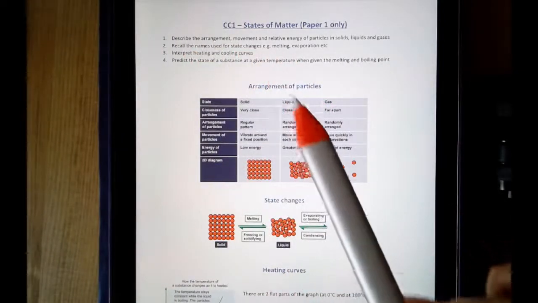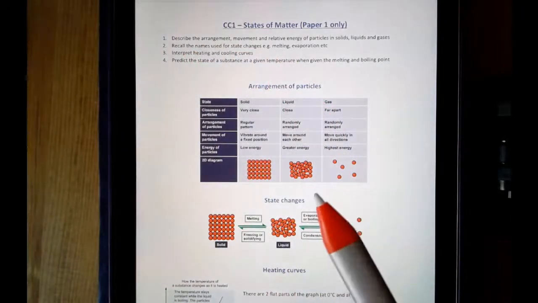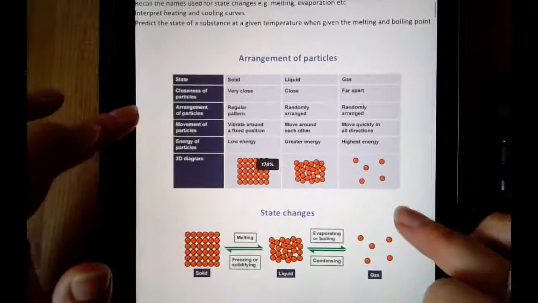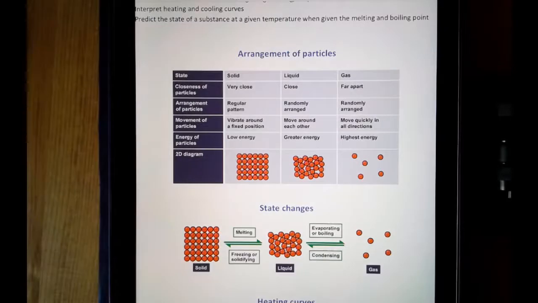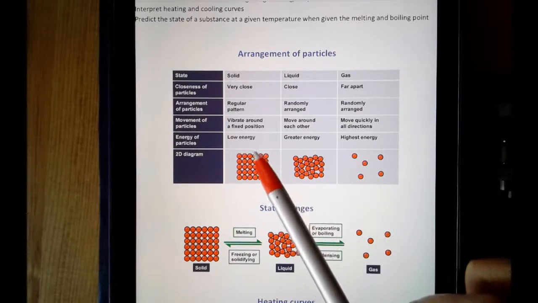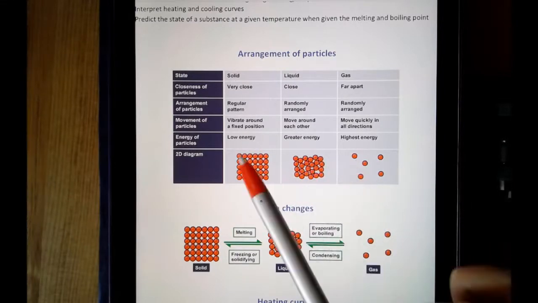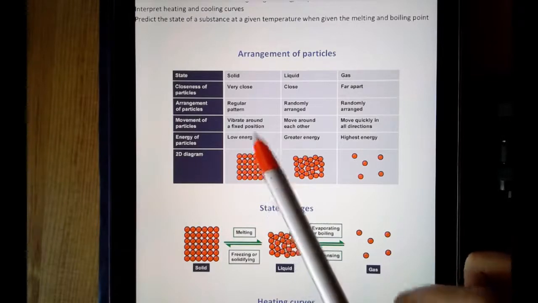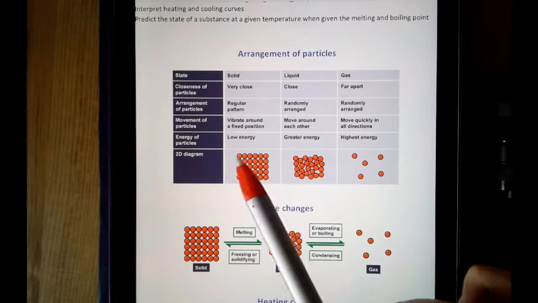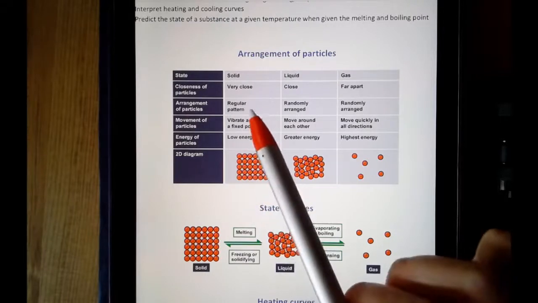Point 1 is describe the arrangement, movement, and relative energy of particles in solids, liquids, and gases. And that information is summarized in this table. So when we're talking about states of matter, we're talking about solid, liquid, gas. They are your 3 states of matter. And if you look at the particle diagrams down at the bottom, you can see how the particles are arranged. In a solid, those particles are very close together and they're arranged in a regular pattern. Okay, nice, neat rows, we call that a regular pattern.